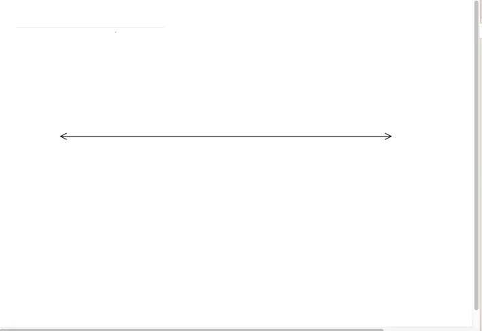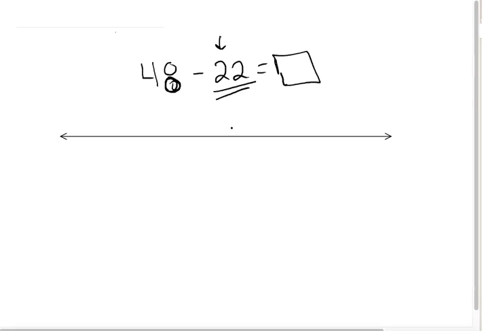So let's say we had the number 48 minus 22. Some students like to say, I'm taking away 22 units and getting a value. Some students like to think that the difference between 48 and my end result is 22.